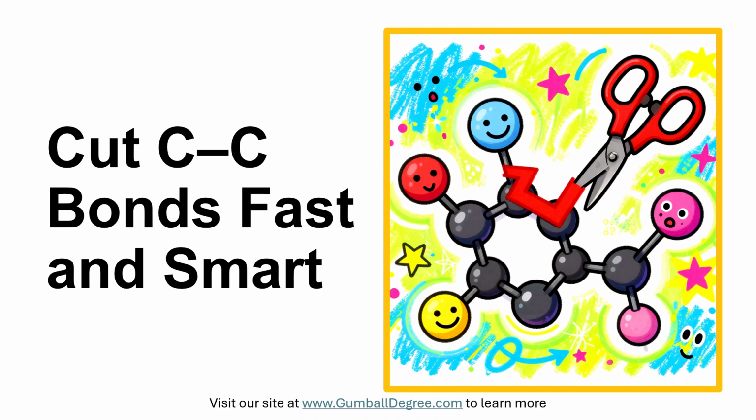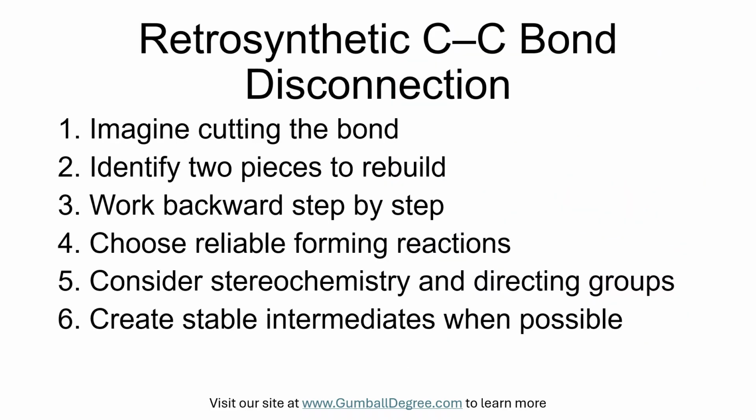Breaking a carbon-carbon bond in the target molecule to identify simpler starting materials and reagents that, when linked in forward synthesis, will form that bond. Retrosynthetic disconnection for a carbon-carbon bond means imagining cutting that bond in the product to see what two pieces would make it, then working backwards step by step until you reach available starting materials.